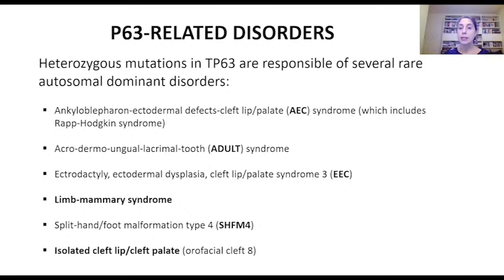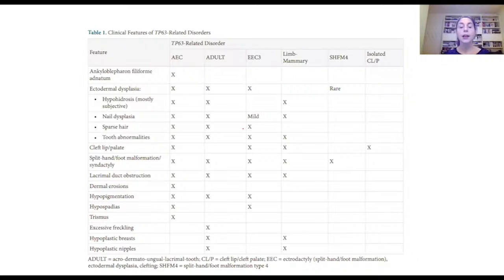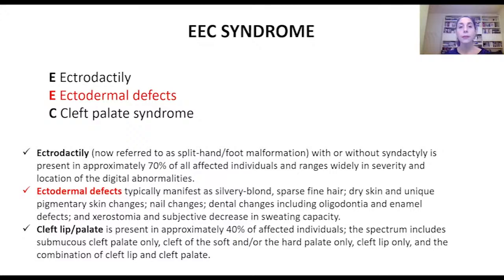Mutations in the gene TP63 are responsible for several autosomal dominant disorders. These disorders are called P63-related disorders, and there are six main types: EEC syndrome, ADULT syndrome, AEC syndrome, limb-mammary syndrome, split hand-foot malformation type 4, and isolated cleft lip, cleft palate. Here, in this table, we can see the clinical features of TP63-related disorders, and you can see that they are clinically overlapping. Today, we are going to talk about EEC syndrome.